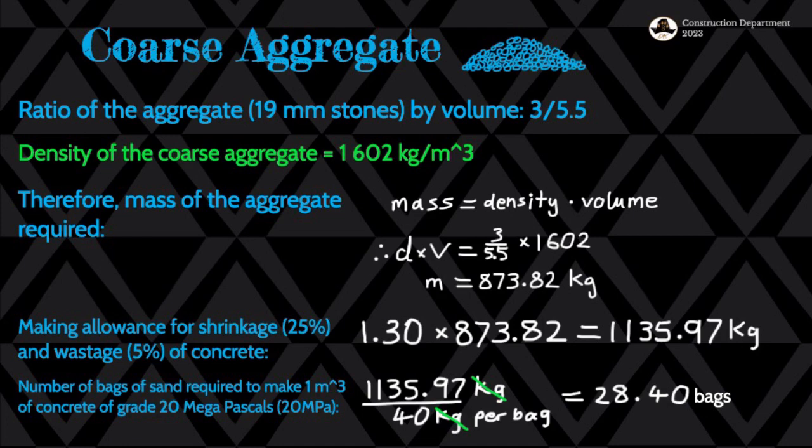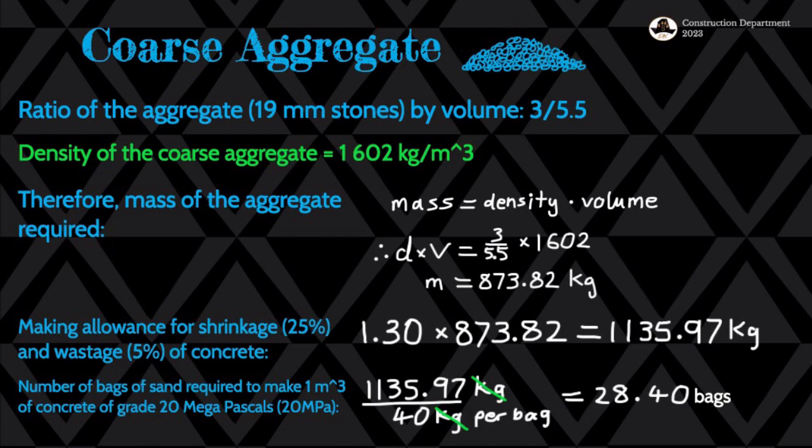So the coarse aggregate, that's what we're looking at next. Without further ado, the ratio of the aggregate for the 19mm stones according to our quotation, that's what we're going to be buying. So the ratio is 3. From the ratio we then get the volume is 3/5.5 cubic meters, which is the amount of aggregate in the concrete that will be mixed to achieve the 20 MPa.